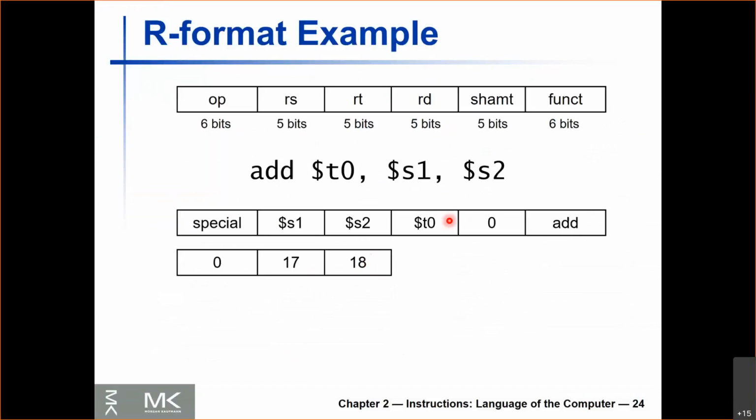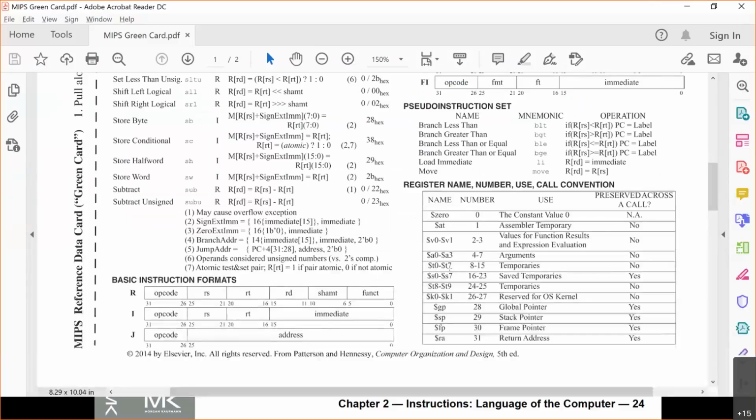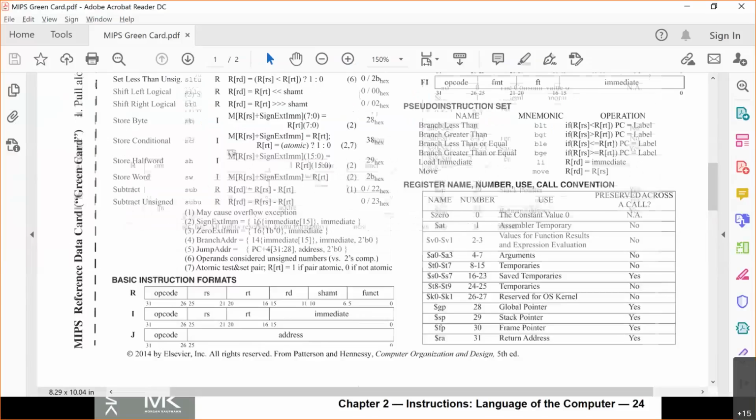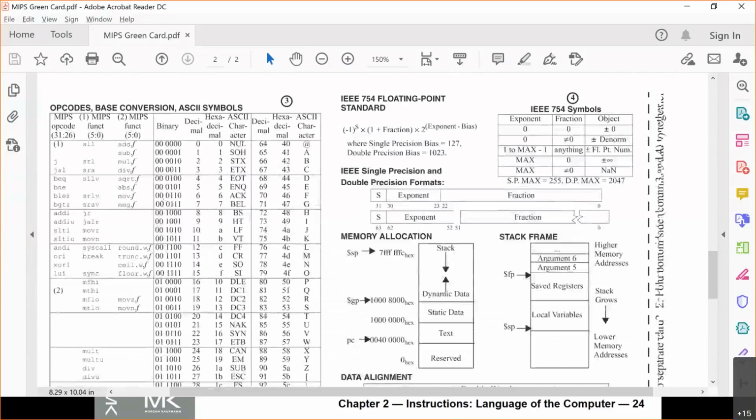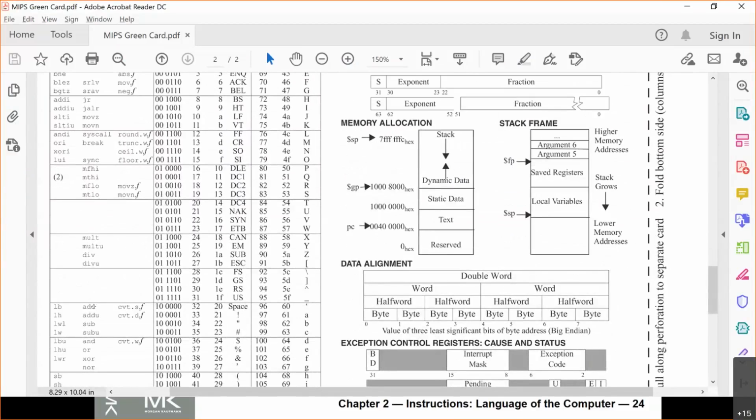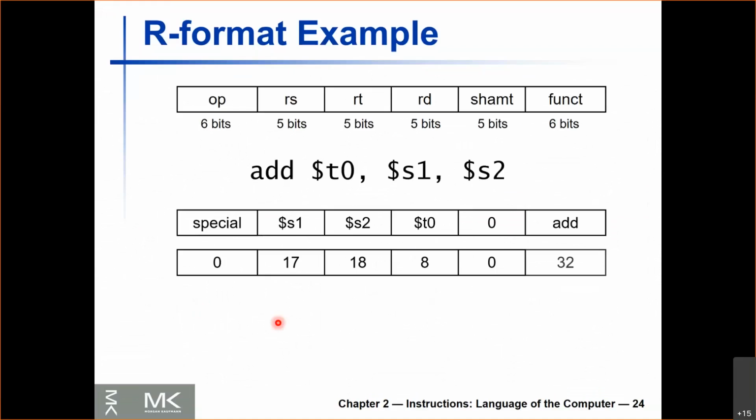What about T0? What is the number for T0? Well, let's look at the table. What does the table tell us? Right, the number for T0 is 8, so we're going to put an 8 over here. For the shift amount, 0 is just going to be 0. And for add, we want the funct value for add. Let's go back to our table. The second column tells us the funct. So if we go to the add instruction, the funct value for add is going to be 32.